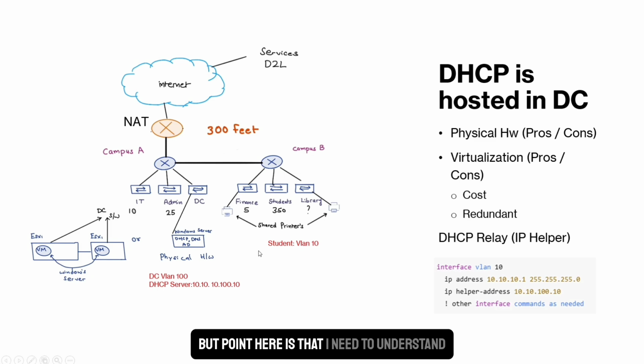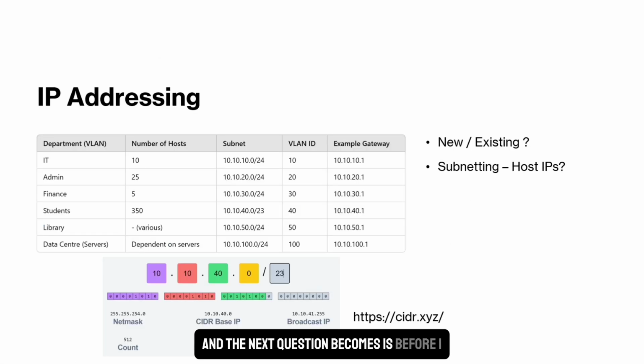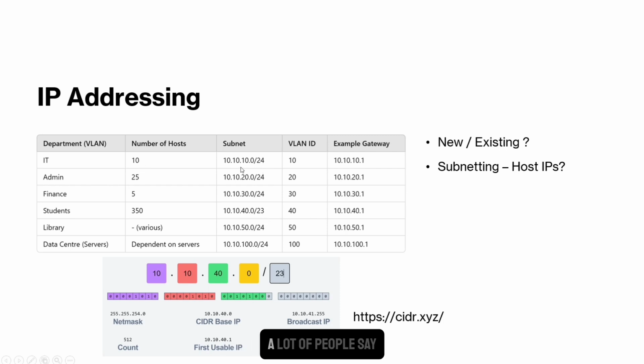But the point here is that I need to understand where my DHCP server is going to be hosted, physical or virtual. And the next question becomes, before I start configuring routers and switches, we also need to understand the IP addressing. So what kind of IP addressing am I going to use? Obviously, looking at the size, I like to keep it clean. A lot of people say, yeah, you can subnet it small.